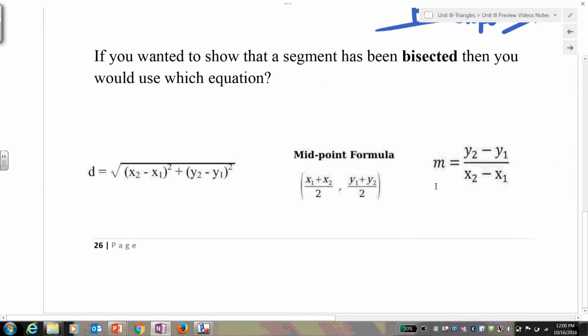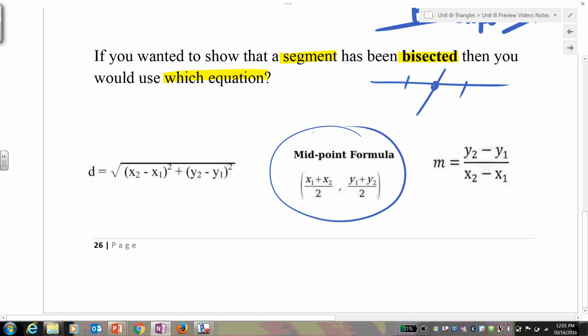Let's try the next one. If you wanted to show that a segment has been bisected, then you would use which equation? Distance, midpoint, or slope? 5 seconds. Bisected means to cut exactly in half. So to show something's been bisected, you would use midpoint.